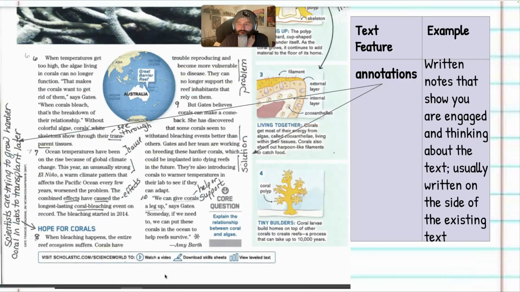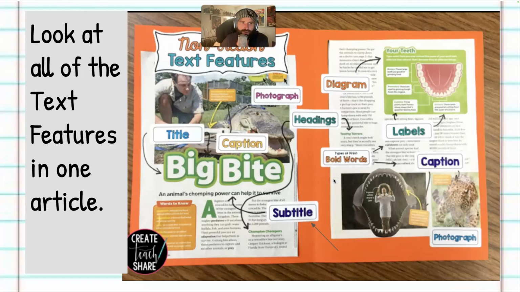Annotations are things that we are going to do throughout the year. These are written notes that show you are engaged in thinking about the text, usually written on the side of the existing text. It is very important that you do annotations. These are examples of annotations. Like when you looked at this, scientists are trying to grow hardier coral in labs to transplant later. Effects, cause, see through, help. So annotations are just putting your ideas onto a page as you're reading through it, so that you can reference back to them later on and have a better understanding of what you read, because it takes a bunch of readings to fully understand something.